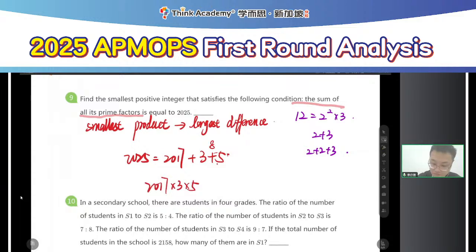So am I too fast? I don't know. I think this is regular speed. So if you cannot catch up, you can watch the playback afterwards.